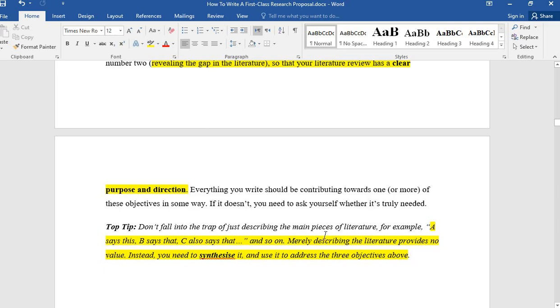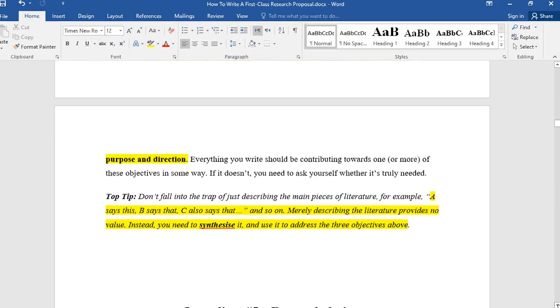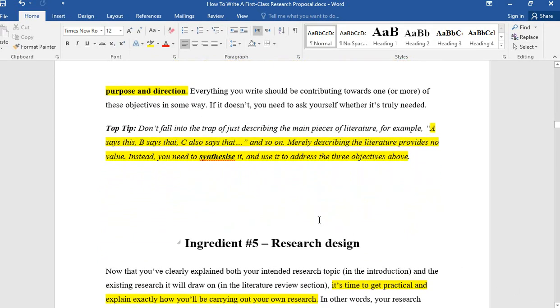Everything you write should be contributing towards one or more of these objectives in some way. If it doesn't, you need to ask yourself whether it is truly needed. Top tip: don't fall into the trap of just describing the main pieces of literature. For example, A says this, B says that, C also says that, and so on, right? Don't fall into the trap of just describing the main pieces.